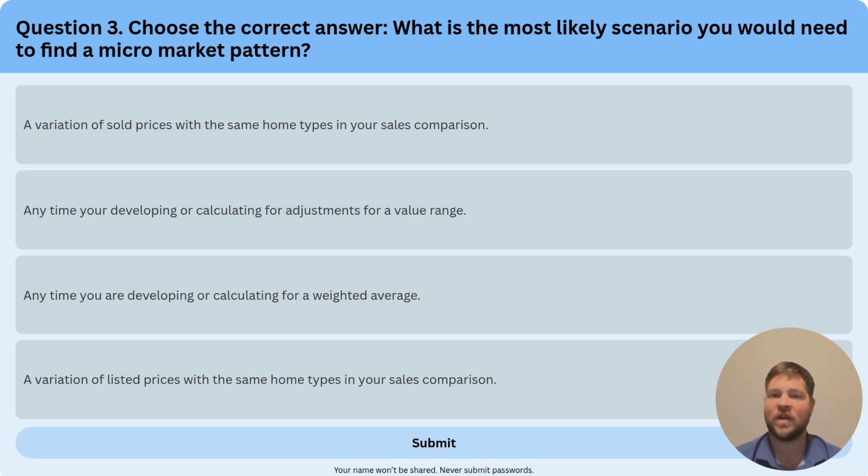We use the example in our lesson of a ranch or a colonial or a Tudor, those types of differences. Obviously, it's not any time you're developing a weighted average or any time you're developing a value range, because you don't need to develop a micro market pattern every time you do a valuation, only when it becomes necessary.